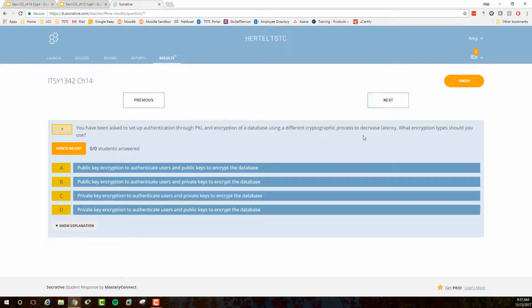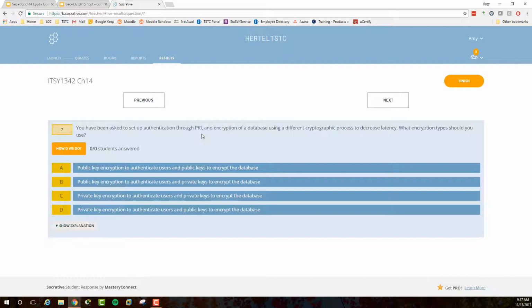You have been asked to set up authentication through PKI and encryption of a database using a different cryptographic process to decrease latency. What encryption types should you use? I had a question fairly similar to this on the Security Plus exam that kind of threw me for a loop at first. A, public key encryption to authenticate users and public keys to encrypt the database.